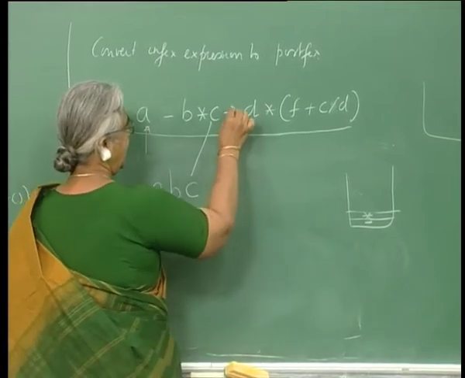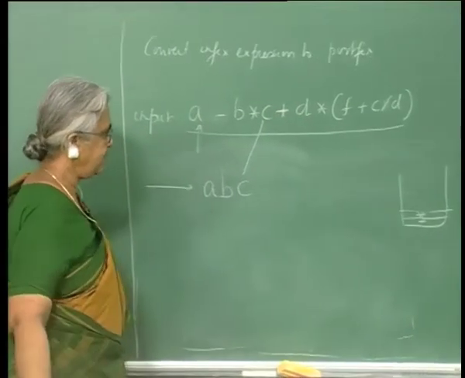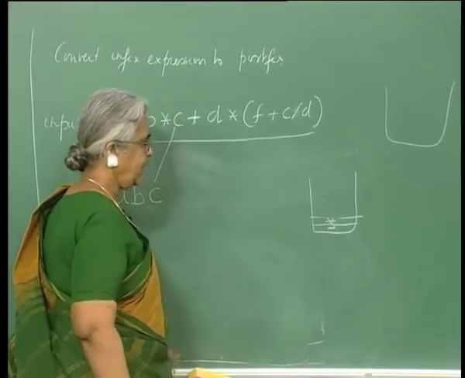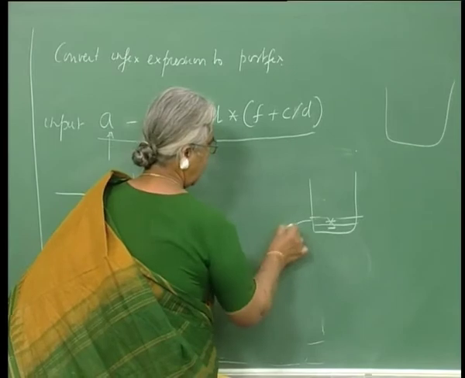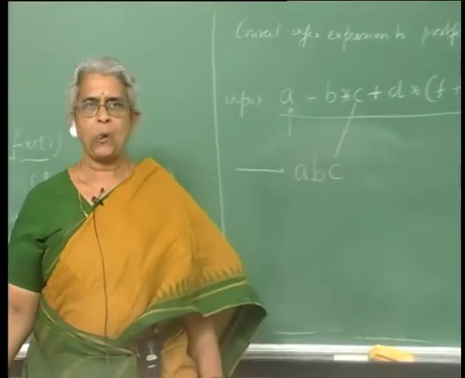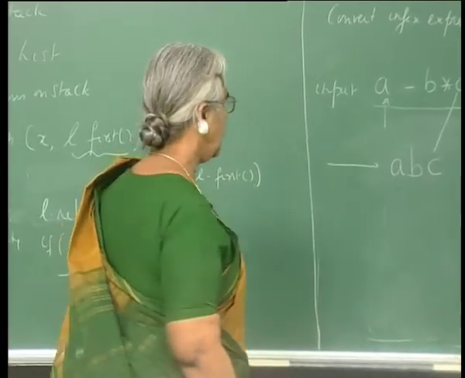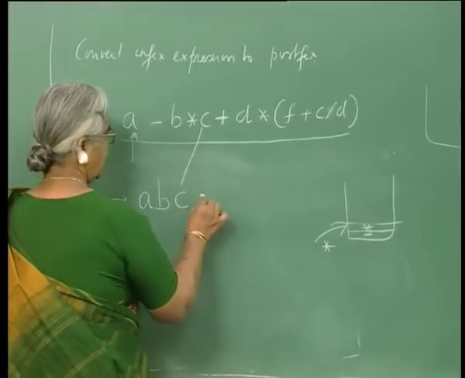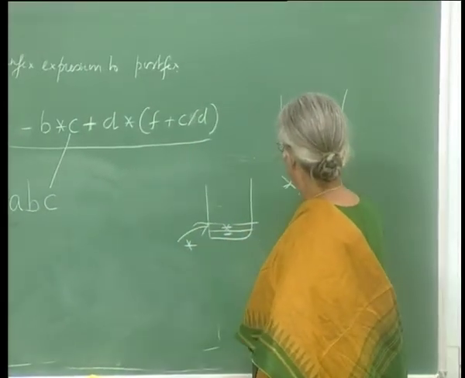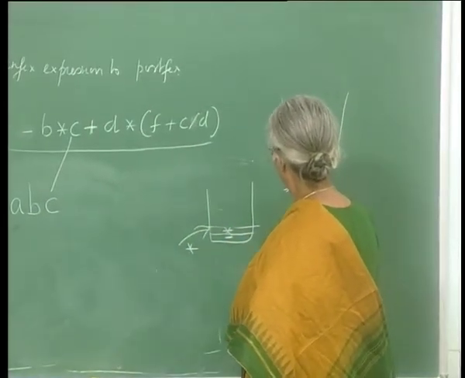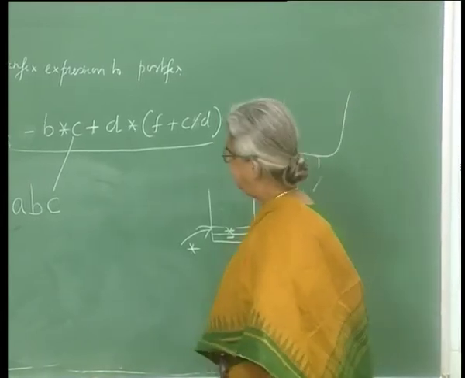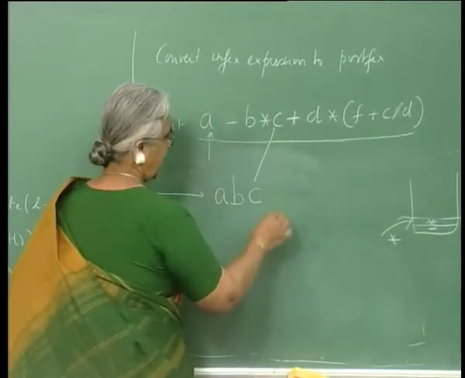Next, I see a plus. When I see a plus, I look at the content on the top of the stack. Star is the content on the top of the stack, and star has higher precedence. The precedence is like this: star and slash, then plus and minus, and of course above this you have the brackets. So I pop the star.